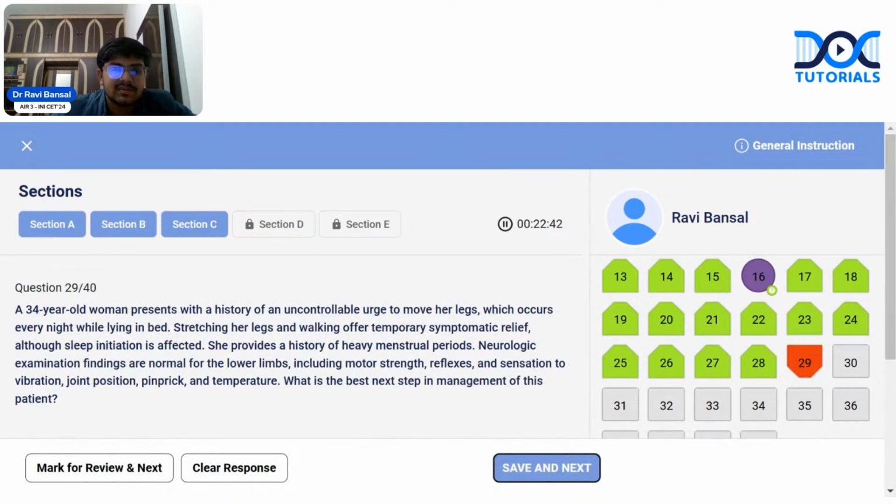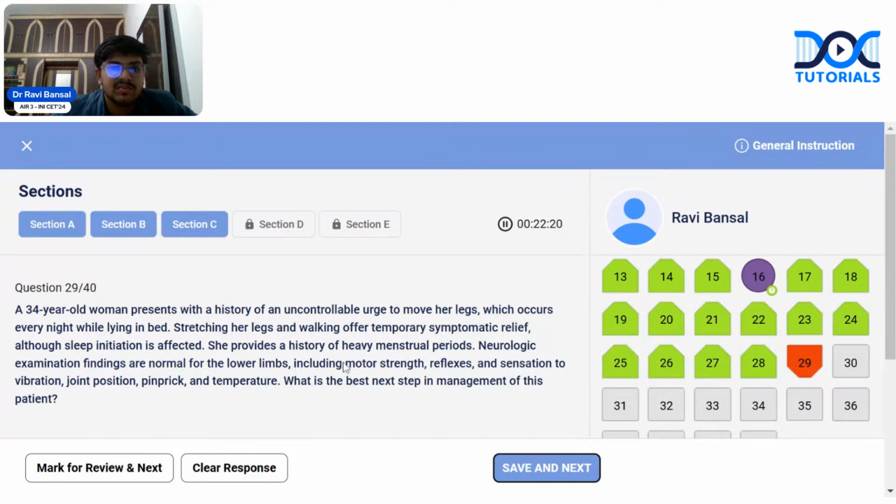So what is the best next step in the management of the patient? A 34-year-old woman presents with a history of uncontrollable urge to move her legs, so looking like restless leg syndrome, which occurs every night while lying in the bed. Stretching her legs or walking often gives temporary symptomatic relief, although sleep initiation is affected.